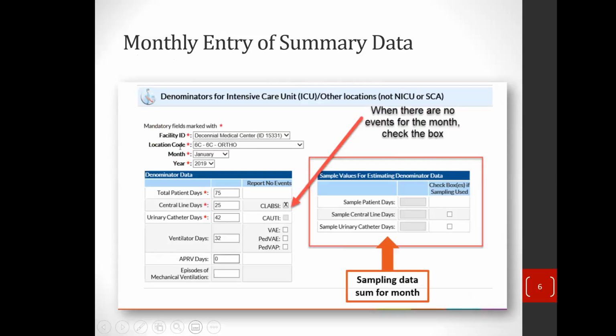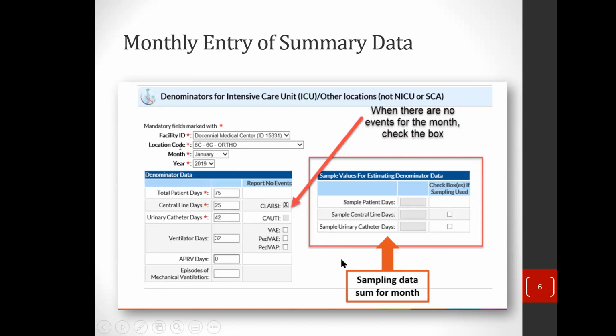You have to then enter that denominator data, or that beginning summary data, every month into the database. And this is a screenshot of where you do that. You enter the summary data and you put in how many patient days you had on that location, and you enter in how many urinary catheter days that you had in that location. And then this is also the opportunity to put in your numerator too. So if you click in this box right here, if you do not have any infections that month, then you've done all your reporting.